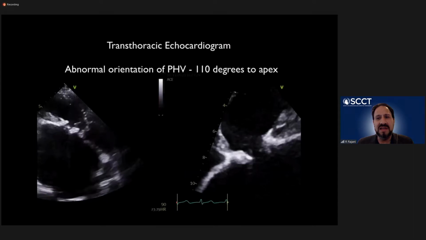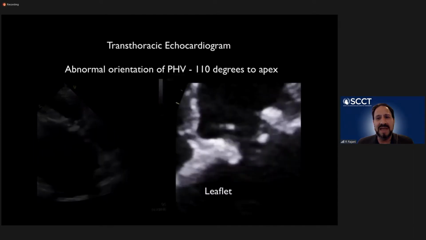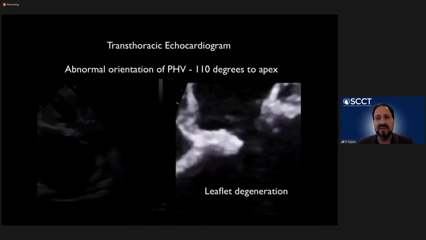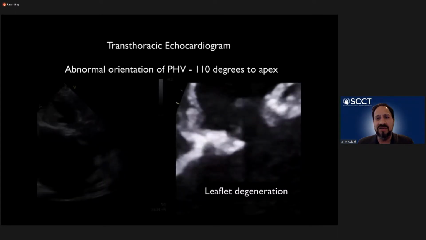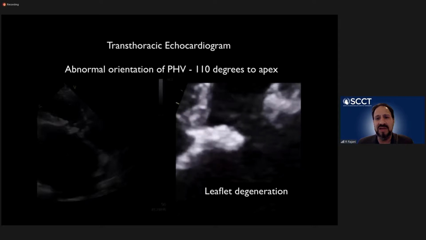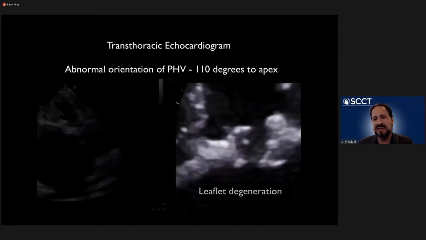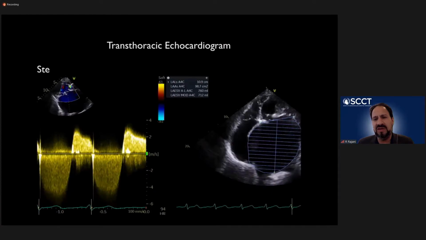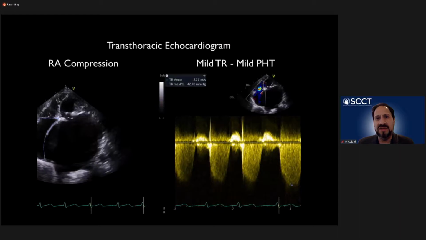And the concern is that there was abnormal angulation of the mitral valve to the interventricular septum, which caused some concerns to the interventional cardiologist in terms of device deployment. Now, the patient had a significant mitral valve regurgitation and also stenosis. There was mild tricuspid valve regurgitation and also evidence of compression of the right atrium.